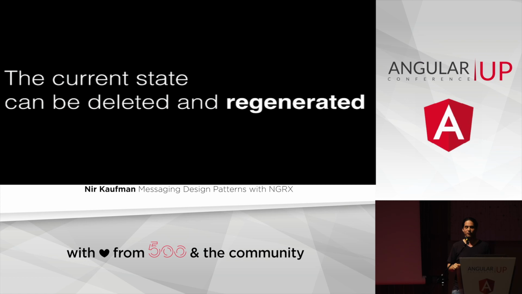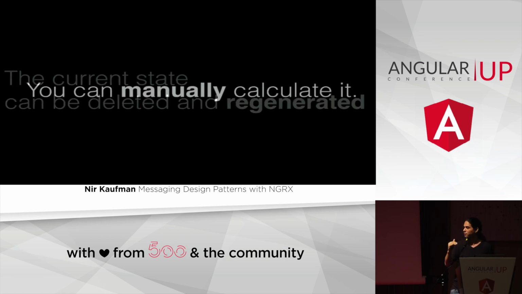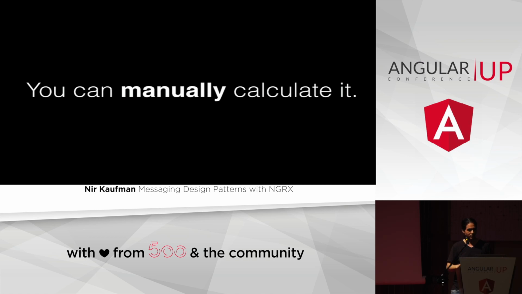The state itself is just a cache. It's something that can be deleted, and we can regenerate it if we run the actions. So the actions are the source of truth. The events that happen are the source of truth. All right? Make sense in a way? All right.